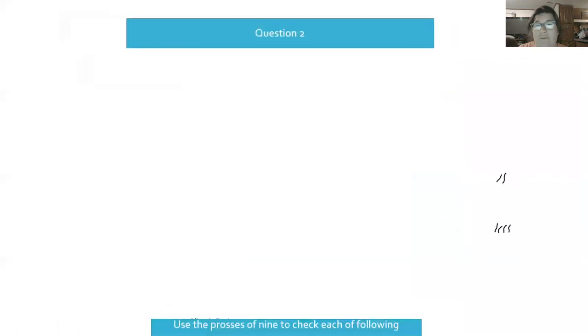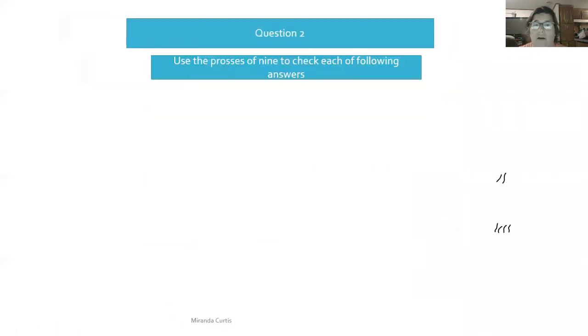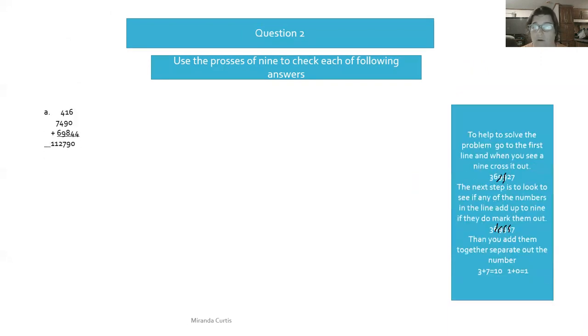There's question 2. Okay, use the process of 9s to check each of the following answers. I'm going to put my little help bubble up here to make it easier. So before we start solving, we have to read our help bubble. To help solve the problem, go to the first line. When you see a 9 is crossed out, like our little example right here, you see 3, 6, 9, 9, 2, 7, you automatically cross out your 9s.